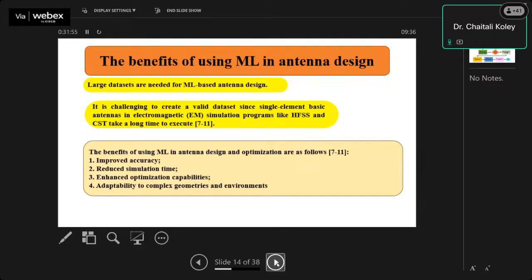By using machine learning in antenna design, we can improve the efficiency of the antenna. We can reduce the simulation time. The initial time will be large, but after getting the data set and training our model, it will automatically help in further optimization and reduce the simulation time. It can enhance optimization capabilities. Also, it helps with adaptability to complex geometrical environments. So these are all advantages of applying machine learning to antenna design.